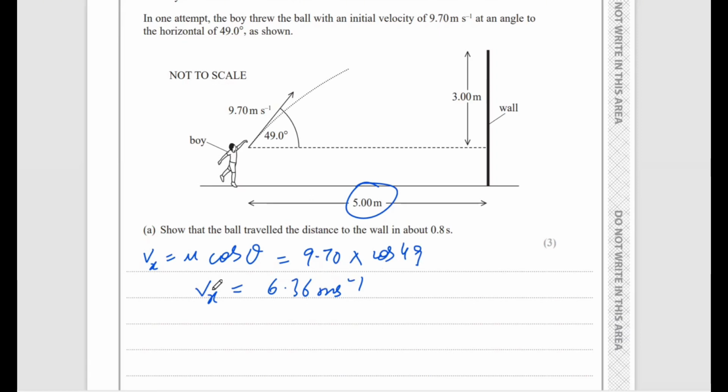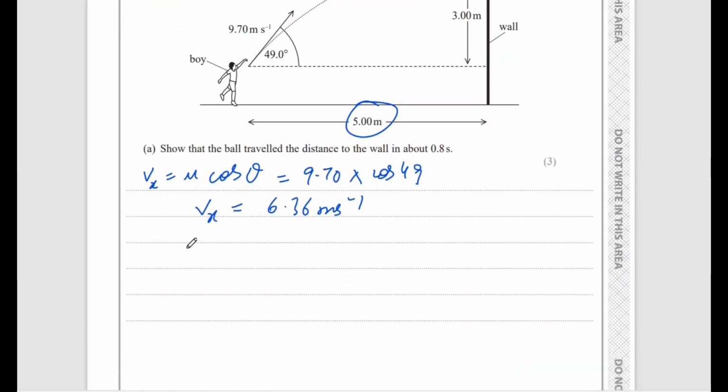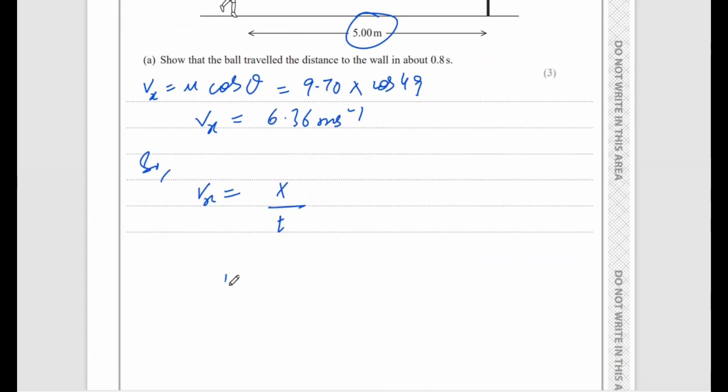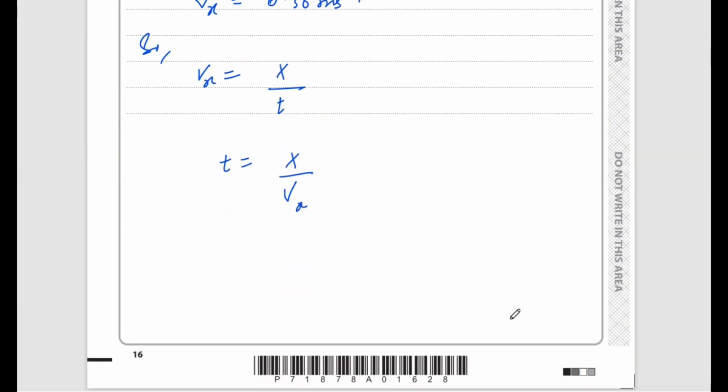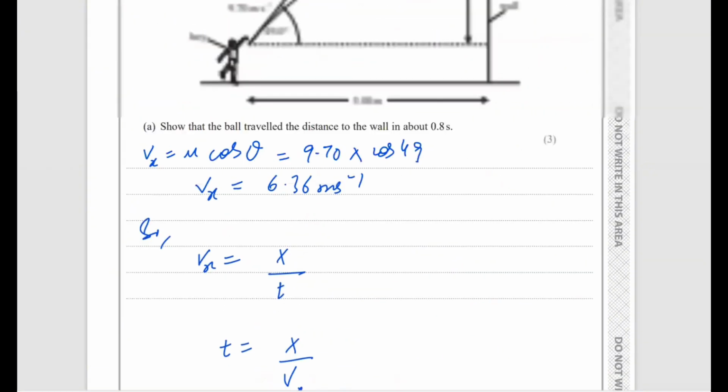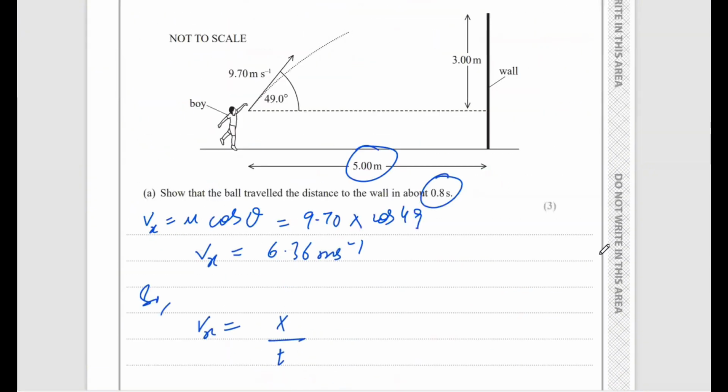Now, after you've got the horizontal component of velocity, you can just simply use the formula, since the velocity would be the horizontal distance upon time. So time is going to be x upon vx, and you can just plug in the values. The distance was 5 meters, the speed was 6.36, and when you divide them, you get 0.786 seconds, which is approximately the time that we needed, 0.8 seconds. So that is how we had to do this question.